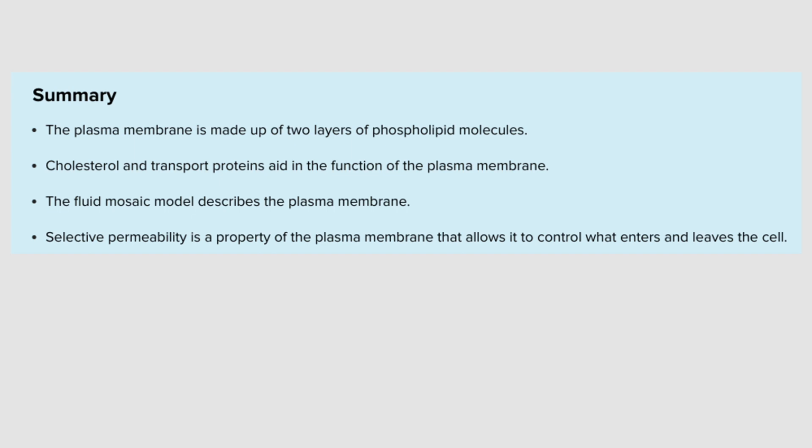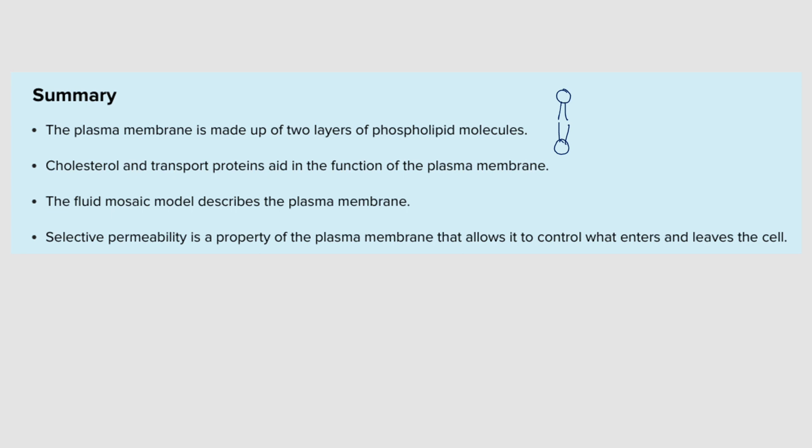So, in summary, the plasma membrane is made of two layers of a phospholipid molecule, which, remember, is a phosphate head with two fatty acid tails. They are arranged in a way that the hydrophobic tails will never be associated with water. Cholesterol and transport proteins aid in the function of the plasma membrane. Remember, cholesterol is used to prevent those tails from sticking together, which allows them to perform the semi-permeable function that they do. And transport proteins allow molecules that can't pass through the plasma membrane to enter or leave in an appropriate amount.